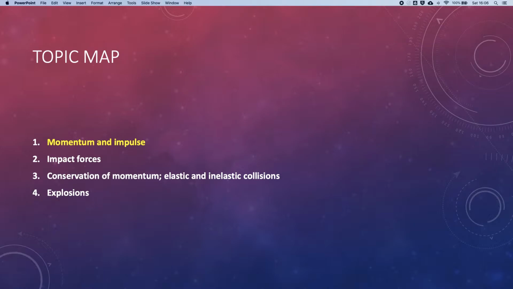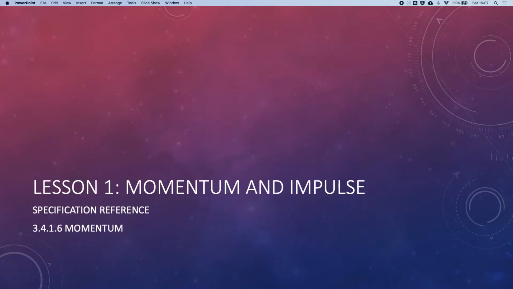So, this lesson, number 1, momentum and impulse. Momentum you will probably have heard of before, it was on the GCSE spec, and as I say, a figure of speech. Impulse you probably won't have heard about in physics, but it isn't a very complicated concept. The topic then goes on to think about impact forces, conservation of momentum, including what elastic and inelastic collisions are, and explosions.